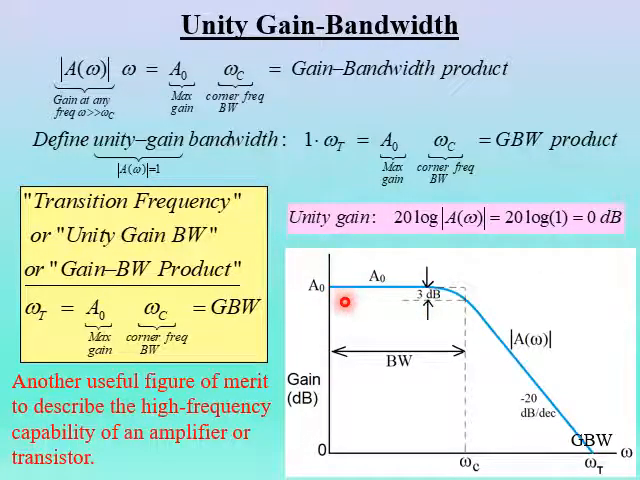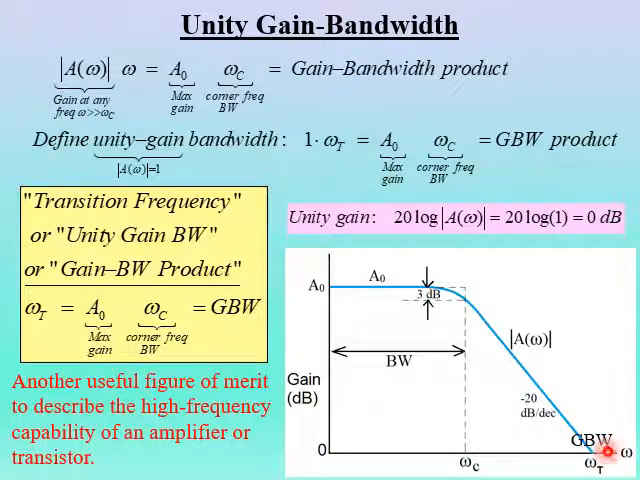So here is our Bode plot of a typical amplifier. Remember, we have A naught is our maximum gain here, or our DC gain. Here is our corner frequency, which defines the amplifier's bandwidth. And we can see that the gain, of course, drops off after the corner frequency at 20 decibels per decade. But when we get down here to 0 decibels, we are at the transition frequency omega sub t, because that corresponds to a gain of 0 decibels.